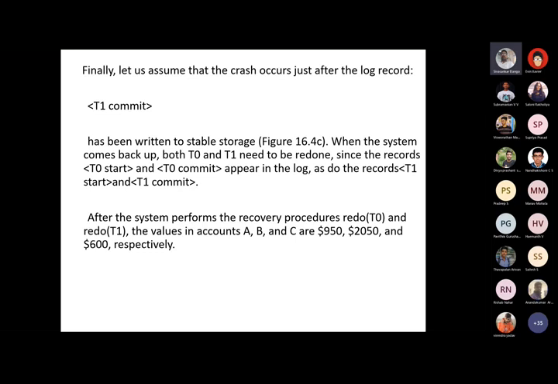So right, by using this log based recovery system, you will be able to recover a system even if there is any transaction failure, right? So this is about the log based recovery system.